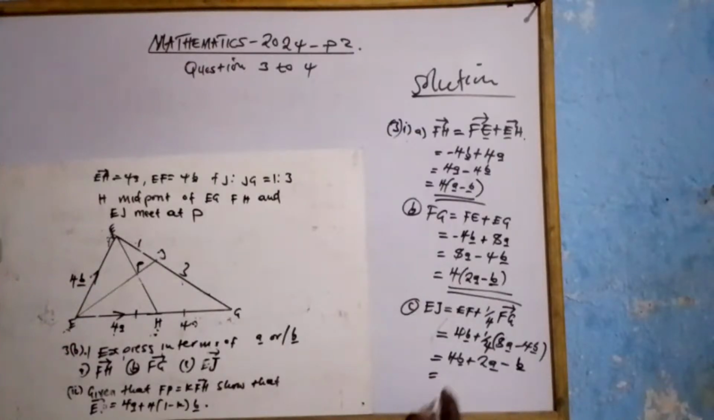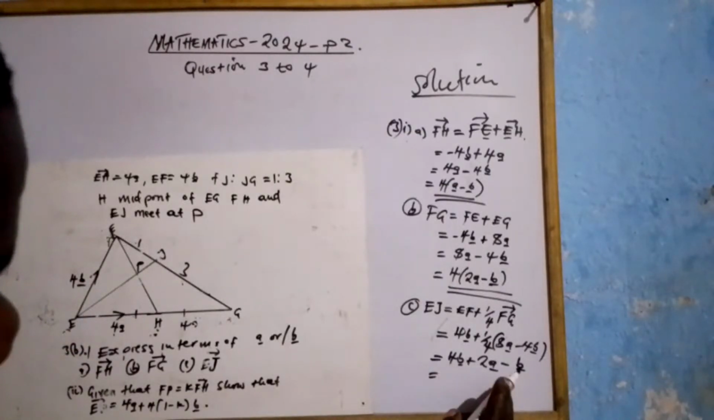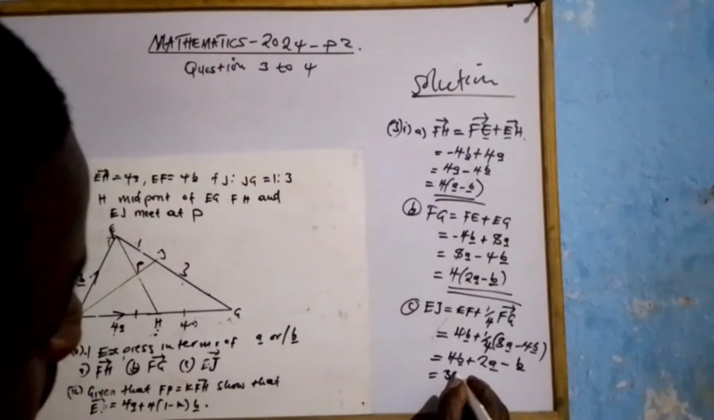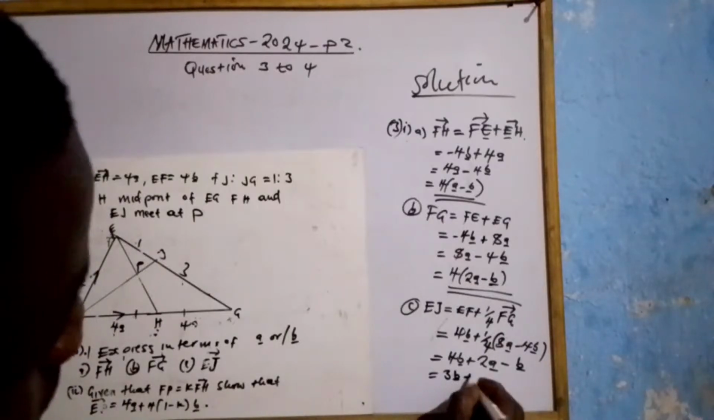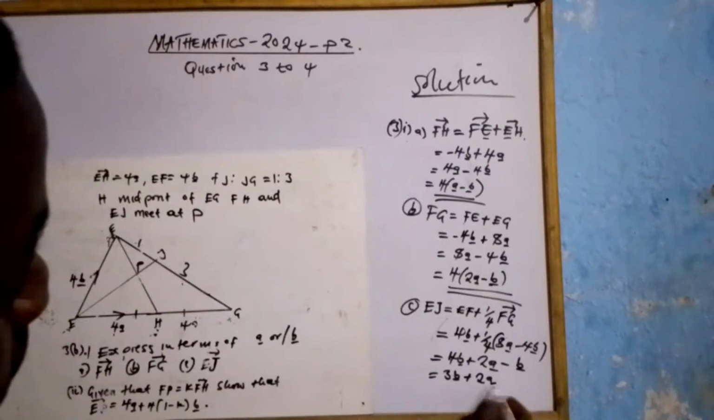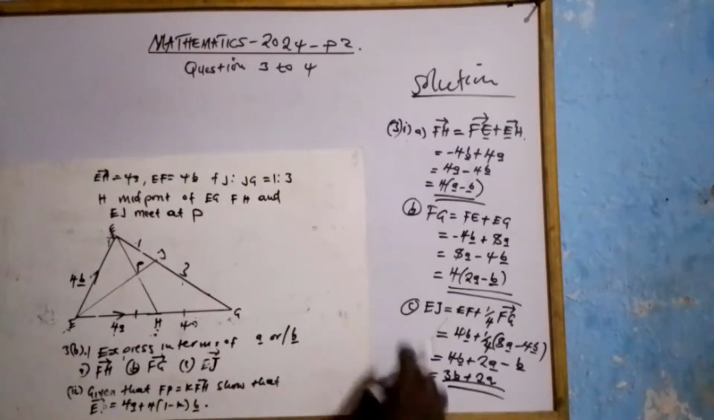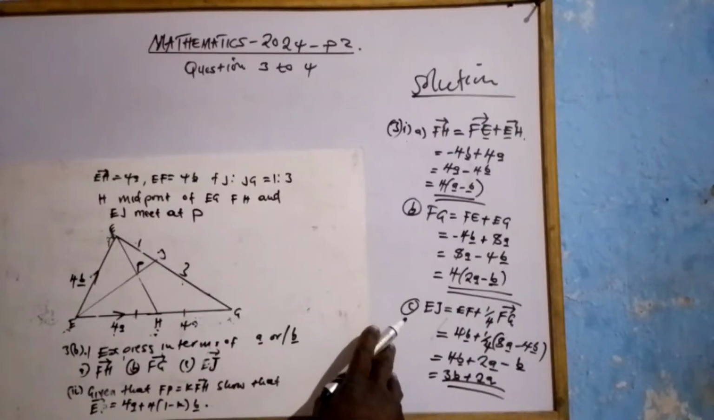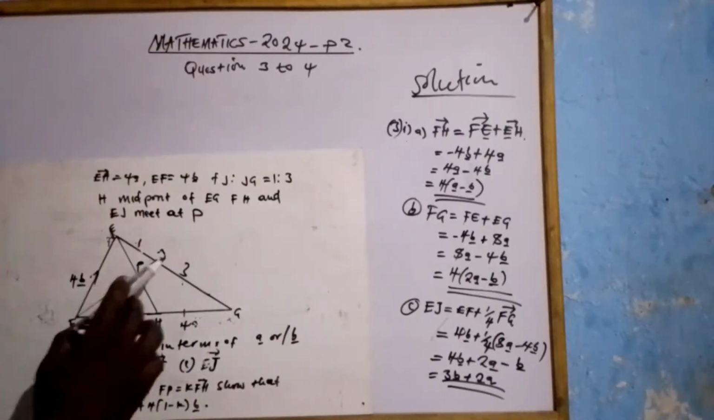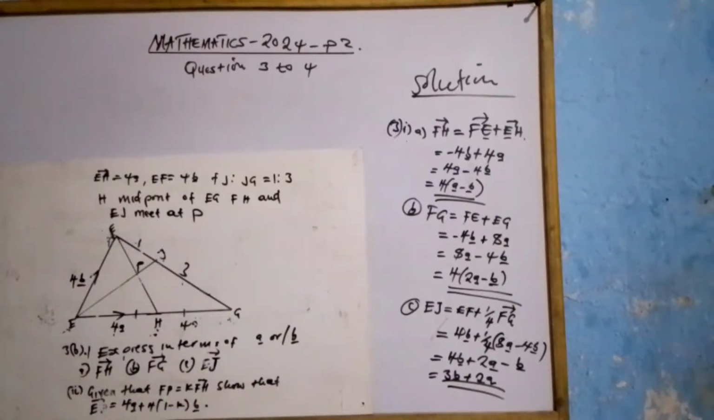In which we are going to have 4B minus B, you're going to have 3B, then plus 2A, okay? This is our answer for the third question, which is C, okay? For EJ. Make sure you scroll back so that you can see how I started this lesson.